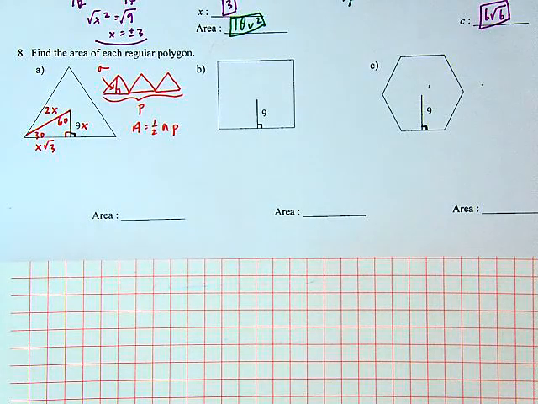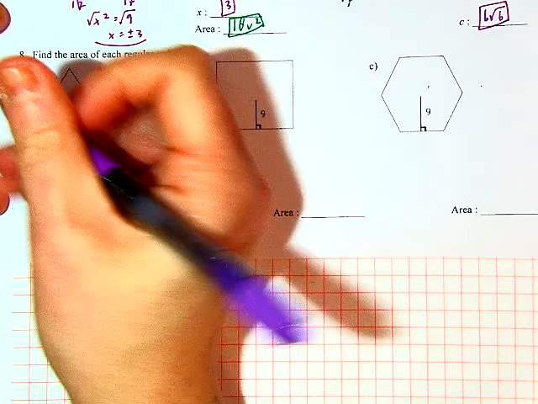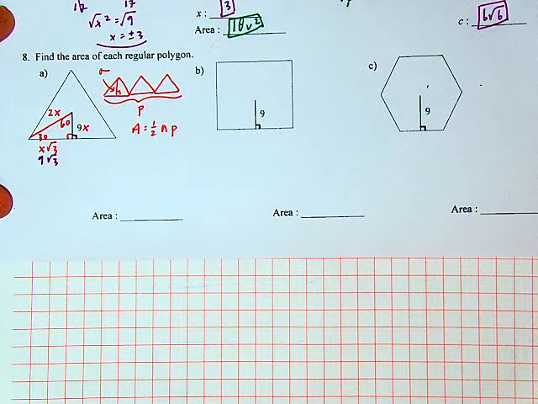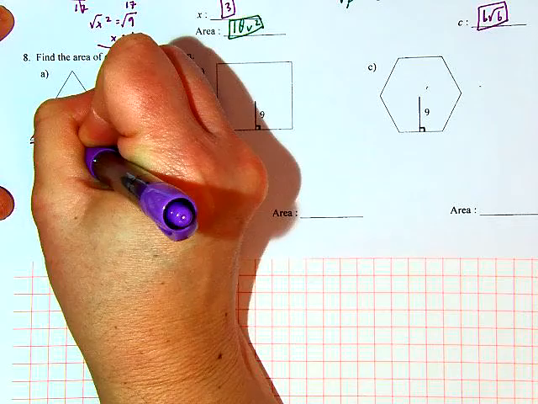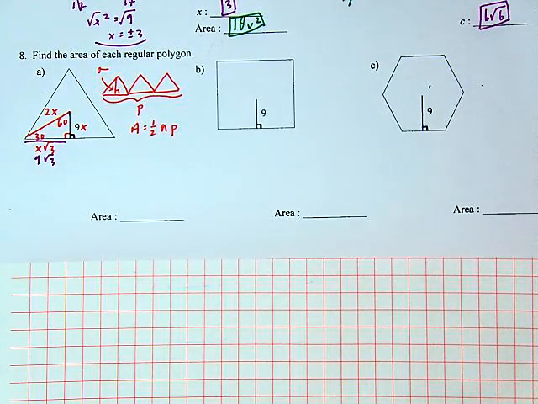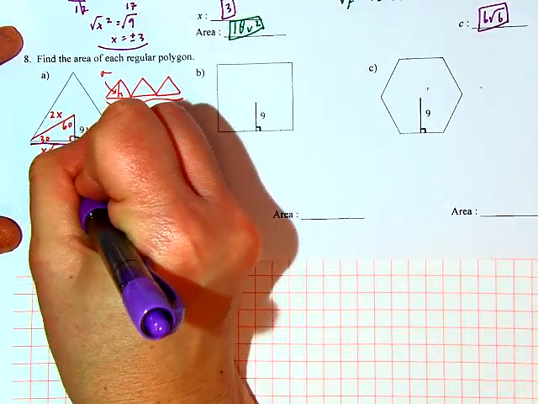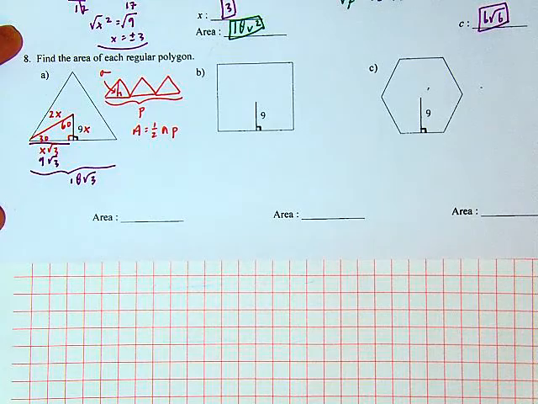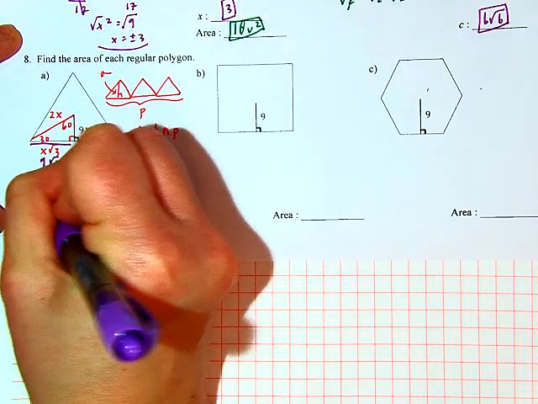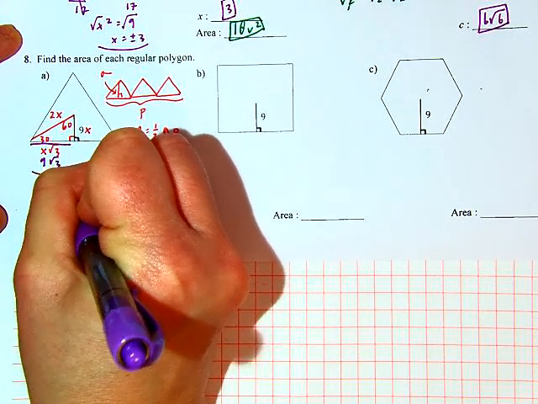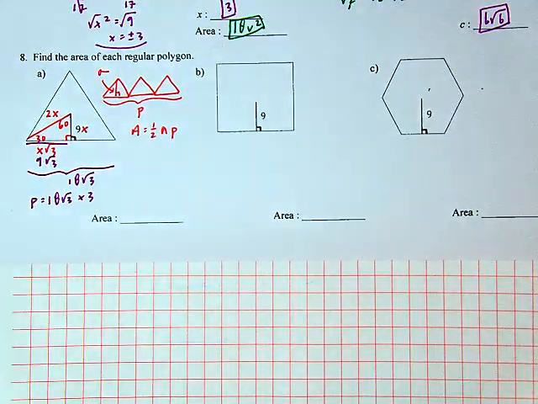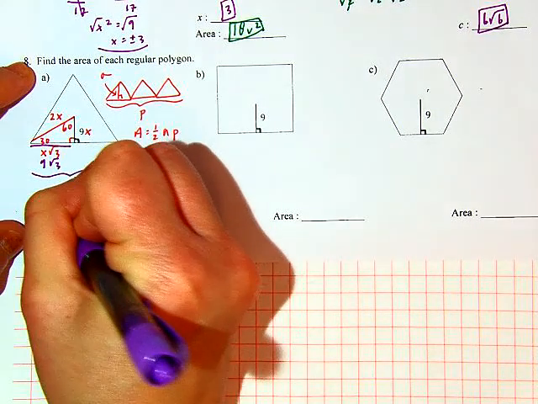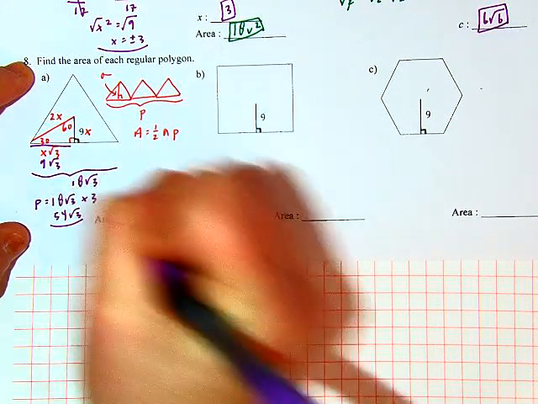So if I know the apothem is 9, then I know that right here is 9 root 3. But that's half of a side. That is half of a side right there. So if I want a full side, I double it to get 18 root 3. And then my perimeter, I'm just taking that 18 root 3 and tripling it because I have 3 sides that are all the same. So I get 54 root 3 for my overall perimeter.